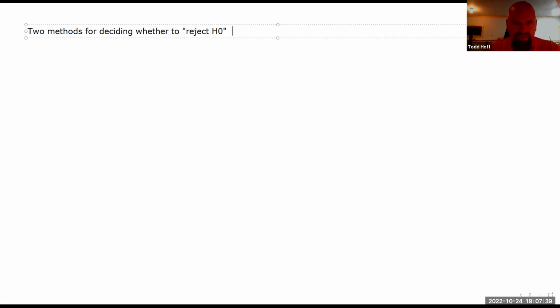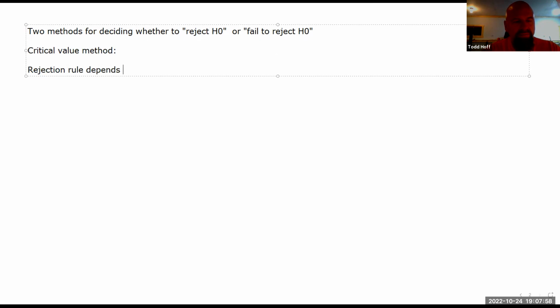So there's two methods to decide whether to reject the null hypothesis or fail to reject the null hypothesis. The first method is the critical value method. And in the critical value method, the rejection rule depends on the alternative hypothesis, HA or H1. I believe this textbook uses H1, so I'm just going to leave it as H1.